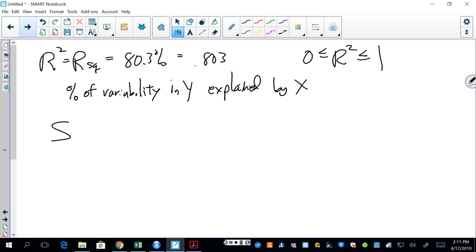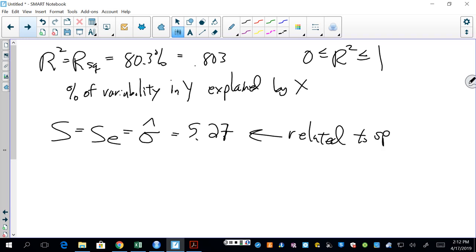And there's an S here. It's an estimate of the standard deviation. On that sheet there's a 5.27. And that number there is related to the spread of the residuals, Y minus Y hat. So it gives one more piece of information about how accurate the line is. If this is small, then you're really close to the line. If it's big, you're further away.